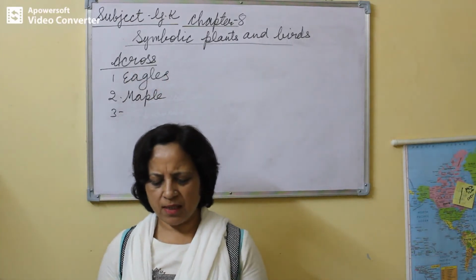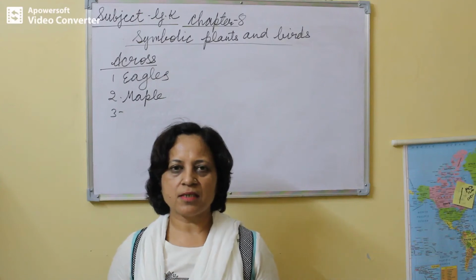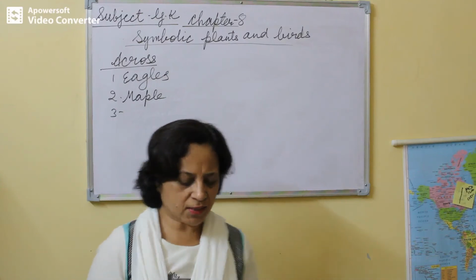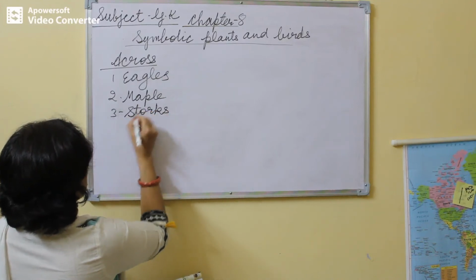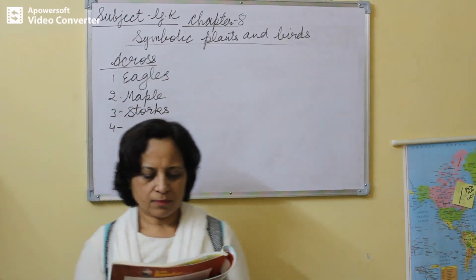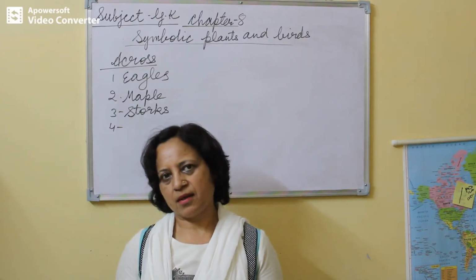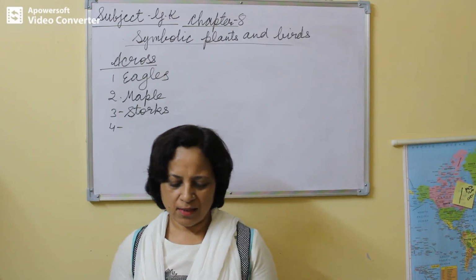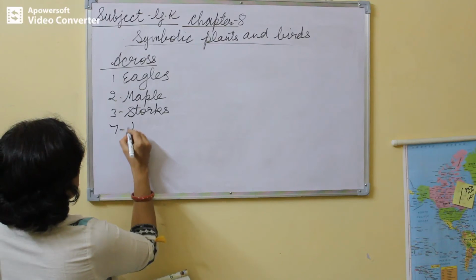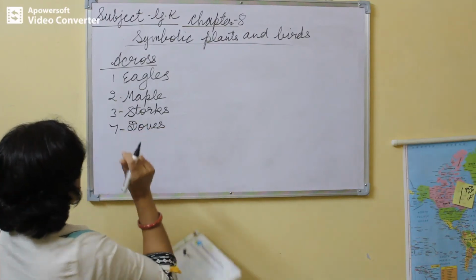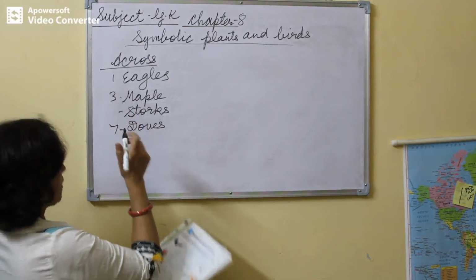Fifth, these birds are considered symbols of good luck. Answer is storks, STORKS. Seventh, these birds are a symbol of love and peace. And you know the answer, I think. Answer is doves, DOVES. Okay. First one. Now this is third one. Now this is, I think, fifth one.